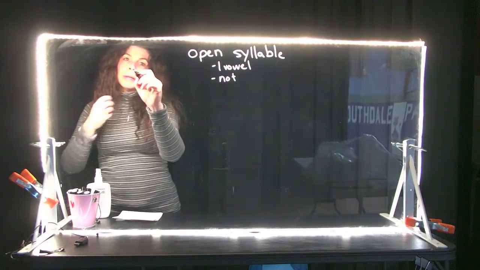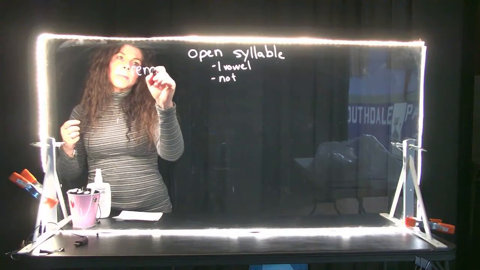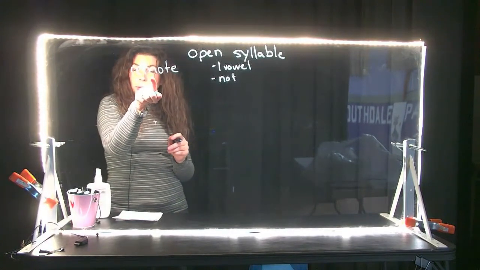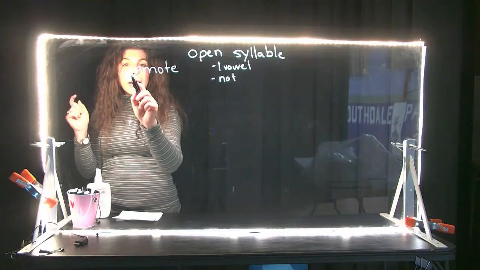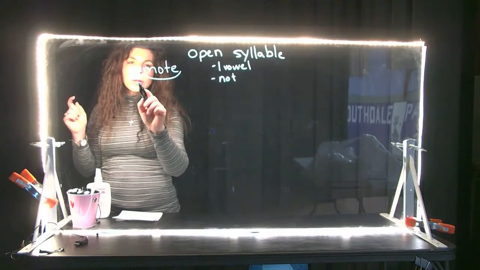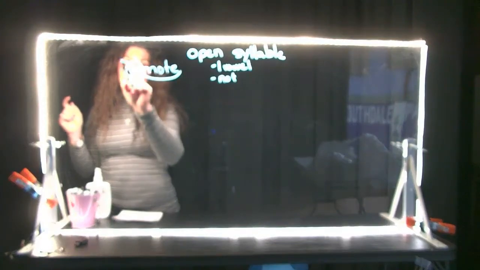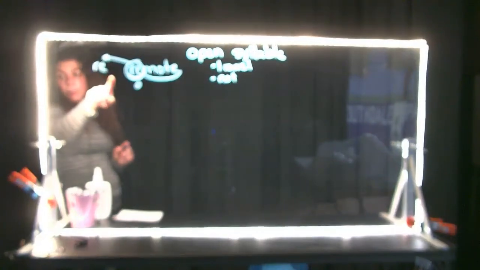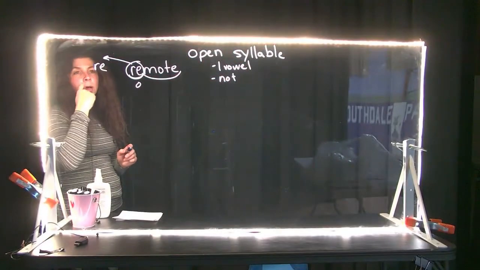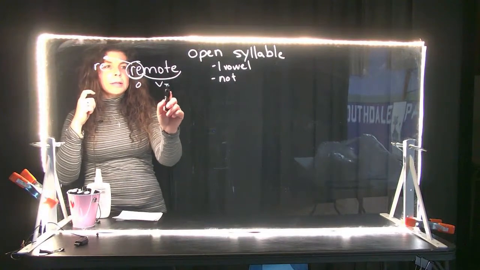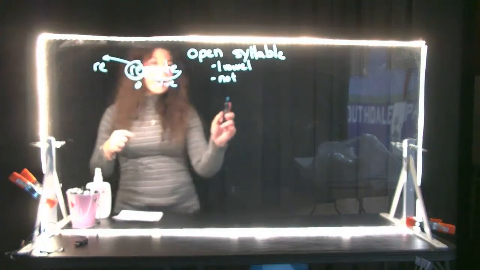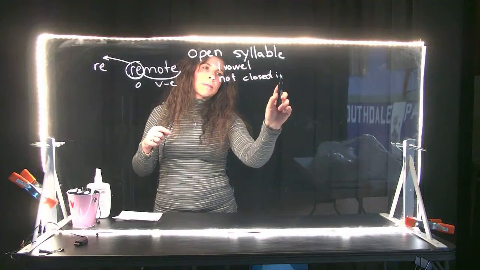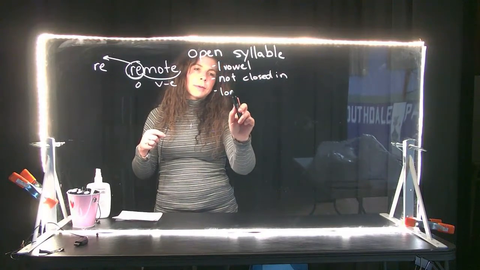So remember, if I'm saying, where is the remote control? You might say, well, Mrs. D, that E is closed in by the M. But when we split it up, remote, if I were to take this syllable out, you can see that it is an open syllable. That E is open. And this is a vowel consonant. So it's not closed in. And there's a long vowel sound.